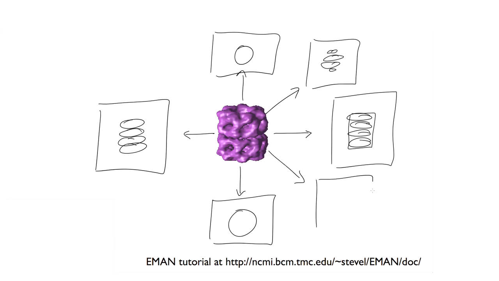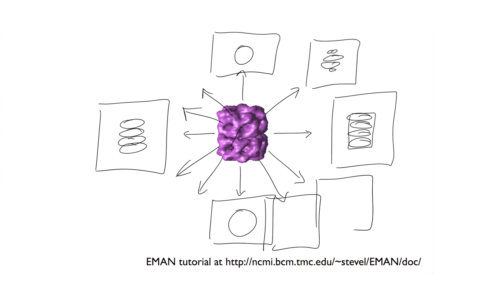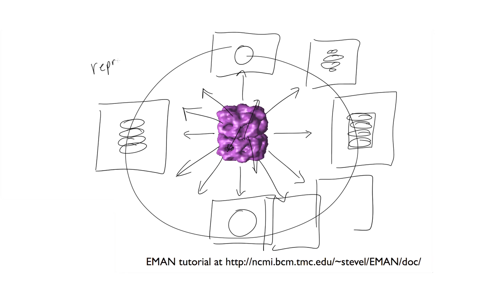We could imagine projections in all kinds of angles here. Just imagine that we could calculate the projections in a very large number of possible directions, and not just in the plane. Imagine an image coming out towards us, and an image going out towards the back. So in the full three-dimensional view, we calculate projections of what a picture of this object would look like from all possible directions. We call the set of these pictures reprojections of the initial model.